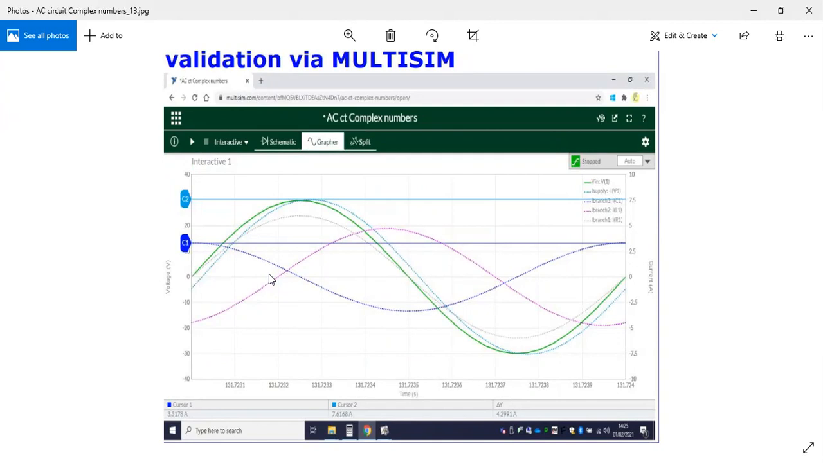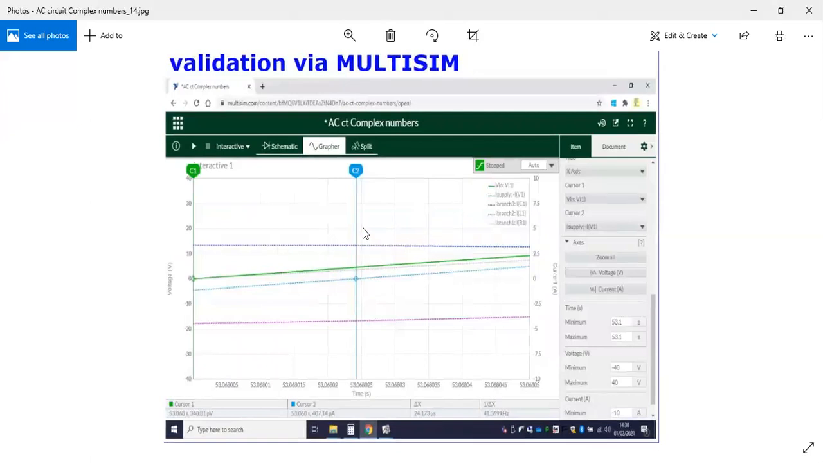So those values do verify our calculations within reason. There is very little difference between them. That can be taken into account by decimal point rounding off, and also by the accuracy or the resolution of the simulator and how good your eyesight is.